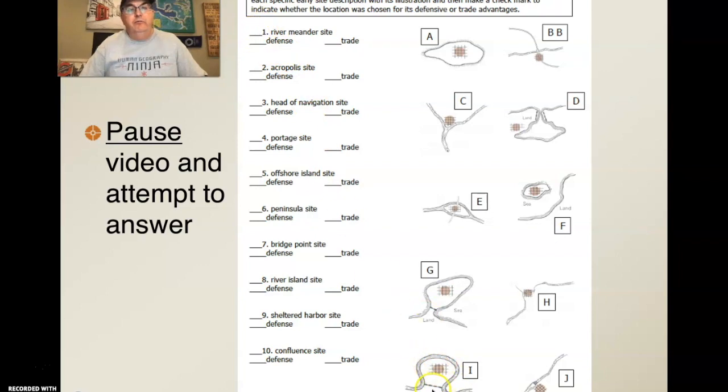Now, is this for defense or trade? Well, this wall indicates defense. So I could see it being beneficial for defense because you're protected by the river. You've got a wall right here. You can easily defend this one spot. But there's also some benefits of being on the river, so that's good for trade.